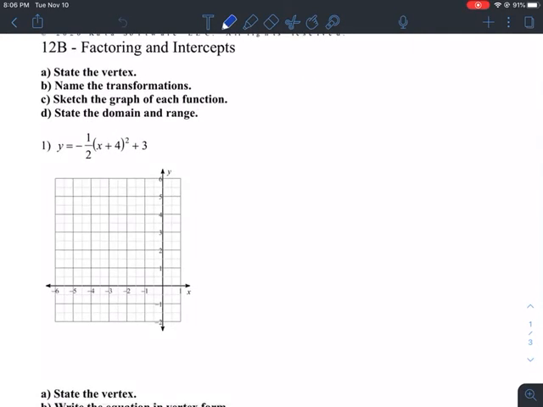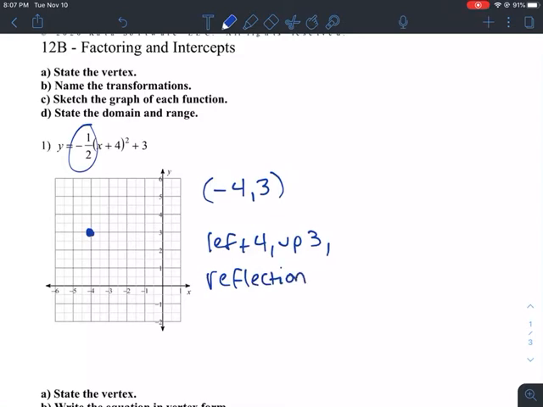So for vertex form, I can pull the vertex straight out. Just remember to flip the sign of the number with x. And then, because it's at negative 4, 3, I know that it moved left 4, up 3 from 0, 0. I also know that because of a, it is a reflection because it's negative, and a compression because 1/2 is between 0 and 1, and that makes it wider. And that's kind of an ugly parabola, but whatevs.